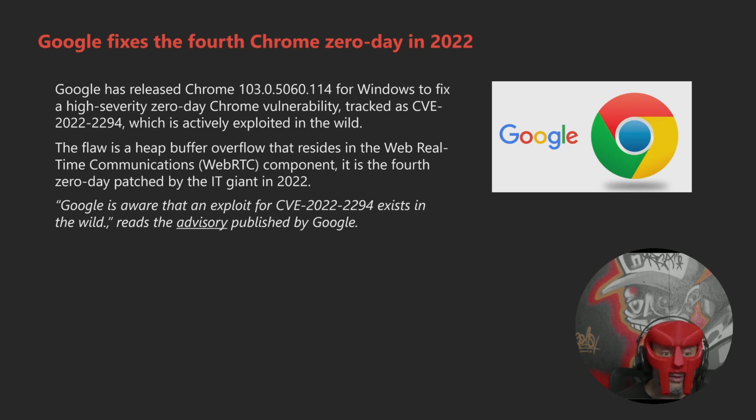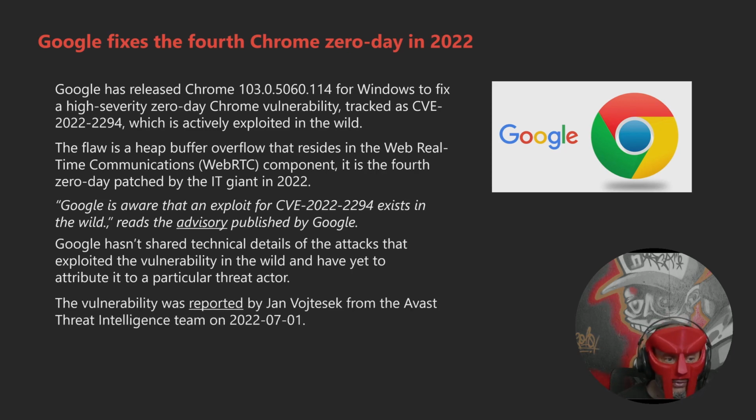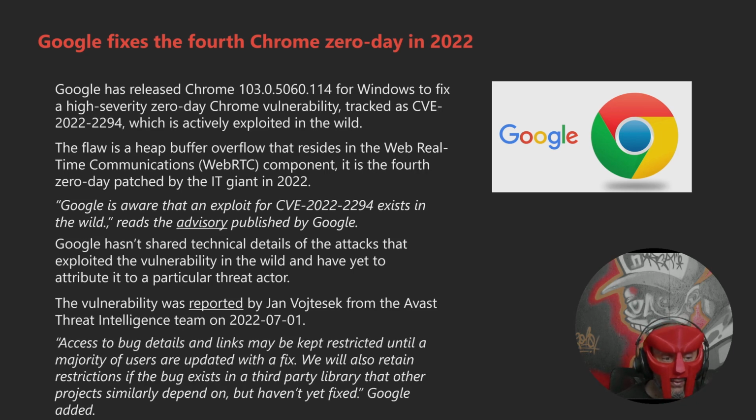"Google is aware that an exploit for CVE-2022-2294 exists in the wild," reads the advisory published by Google. Google hasn't shared technical details of the attacks that exploited the vulnerability in the wild and has yet to attribute it to a particular threat actor. The vulnerability was reported by Jan Wojtaszek from the Avast Threat Intelligence team on the 1st of July 2022. "Access to bug details and links may be kept restricted until a majority of users are updated with a fix. We will also retain restrictions if the bug exists in a third-party library that other projects similarly depend on but haven't yet fixed, for example, Microsoft Edge."